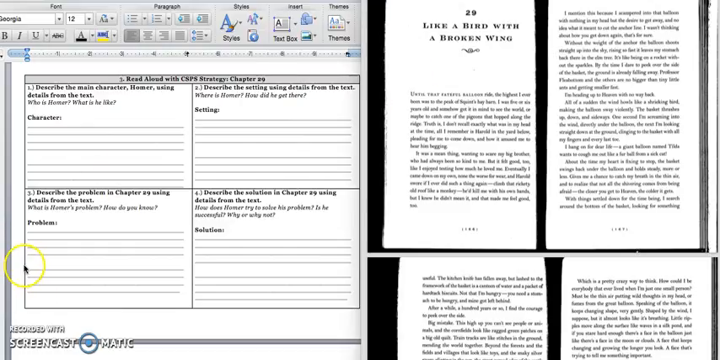So Harold's problem is that now he's trapped in the hot air balloon and he does not know how to get down. He is very scared. Press pause to write down your answer and play to find out how he tries to solve his problem.